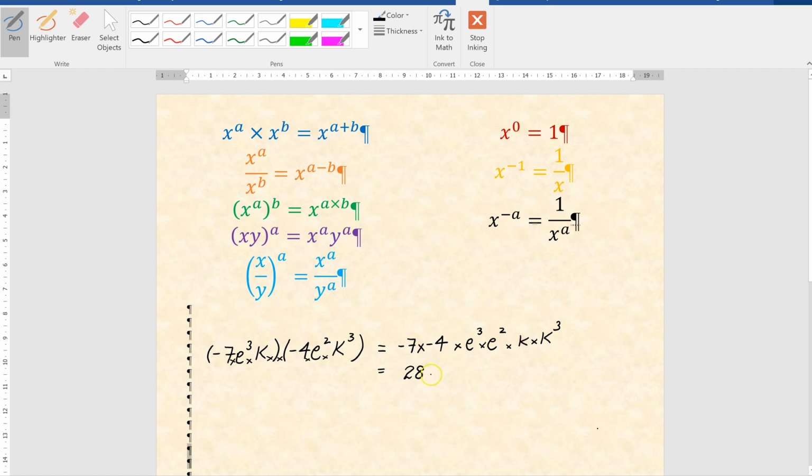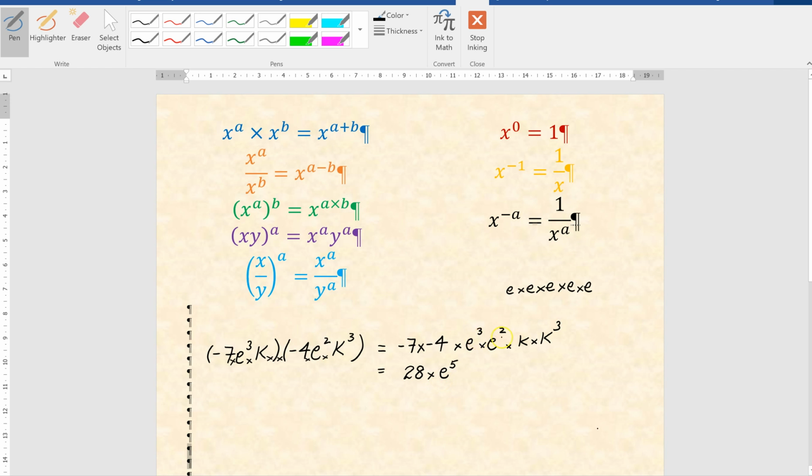And then I'm going to do the same with the e's. Now when I've got an e to the cubed times an e to the squared, remember that e cubed is e times e times e, and then I'm timesing that by e squared, which is e times e, and so we end up with 1, 2, 3, 4, 5. And that's when you realize, I should just use this rule. When I'm timesing by the same base, I add the power, so it's e to the 5.